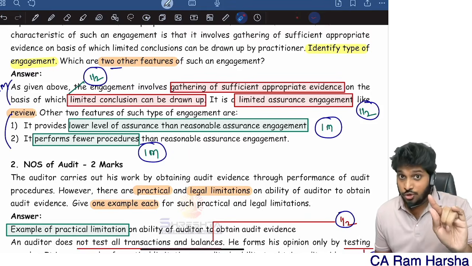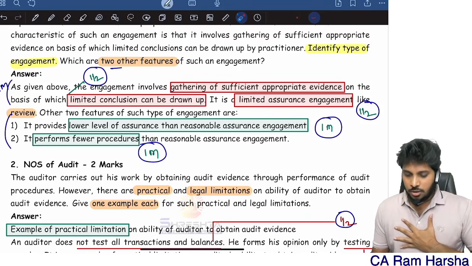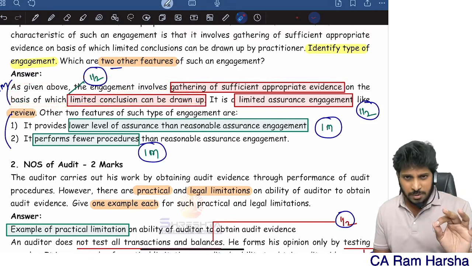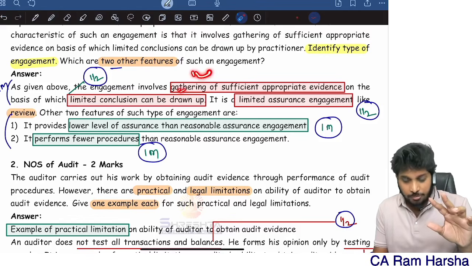Now how you should put marking for you? The procedures where limited conclusions will be drawn, introduction, half mark.